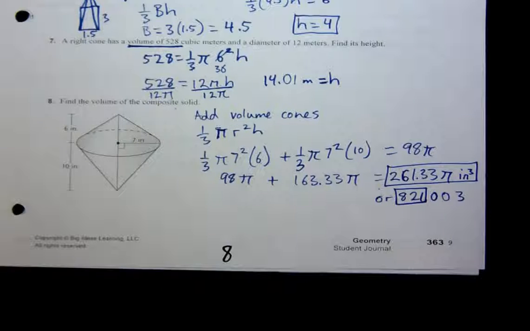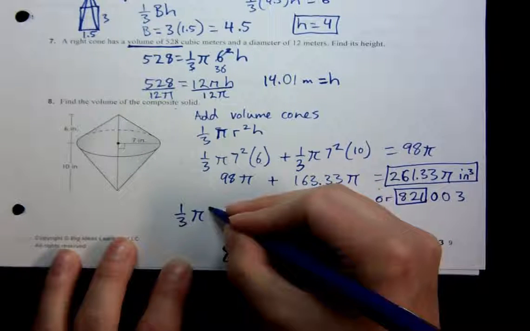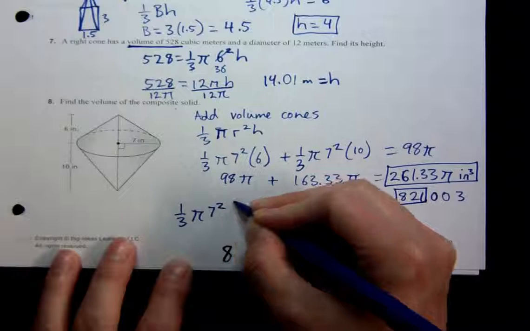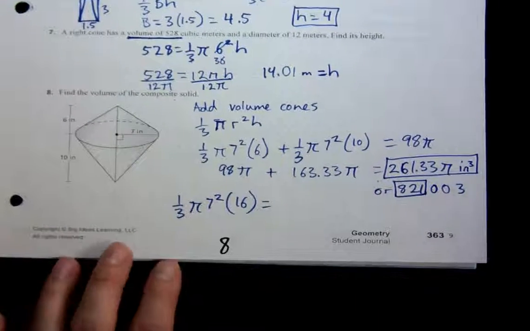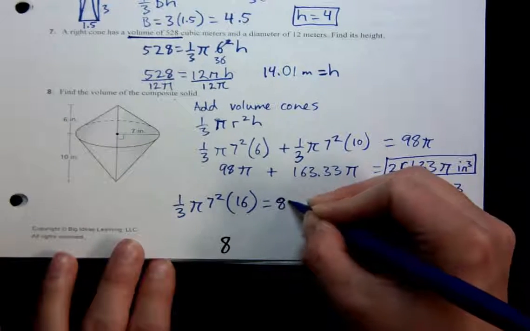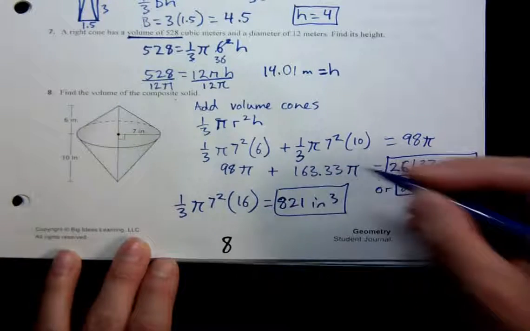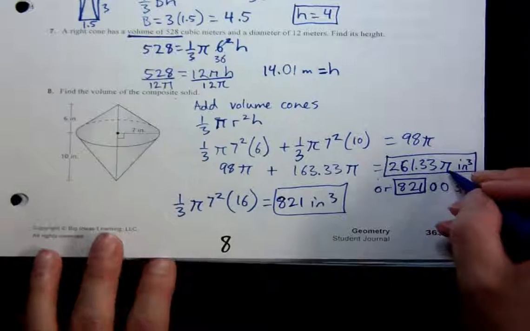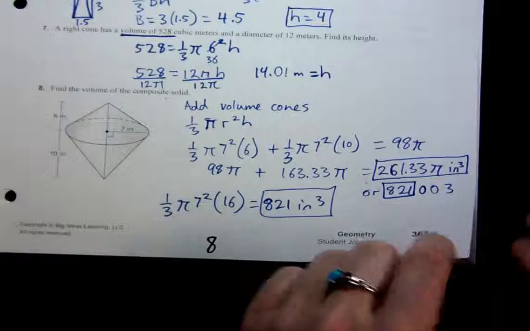So Aixa discovered a shortcut. She said, well, it's actually the same thing if you just do the 1/3 pi 7 squared times the whole 16. Comes out to the same answer. And so it came out to the same 821. Okay. So that's a shortcut. 261 pi, right? And then when you multiply pi back out, it'd come back to that. So that's another option if you have a figure just like this.